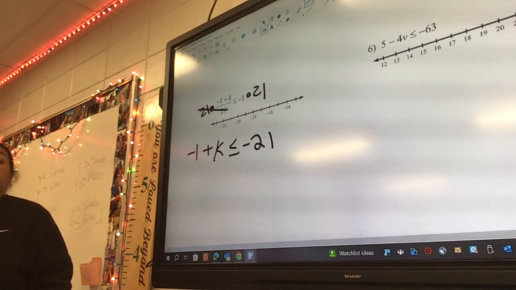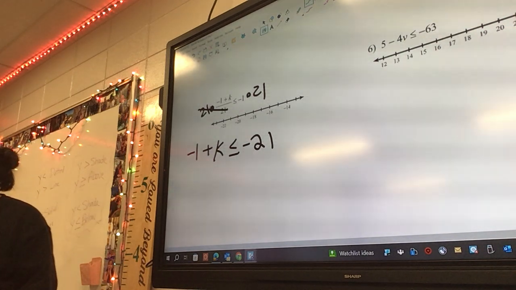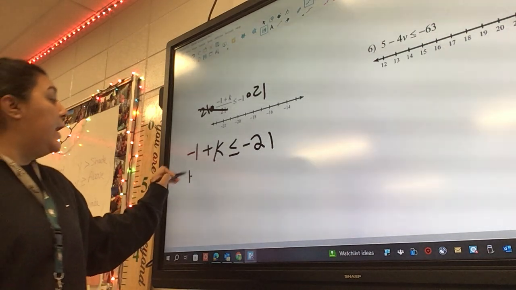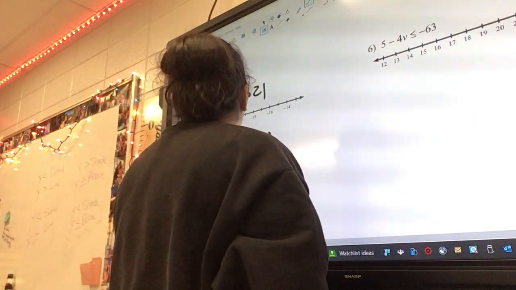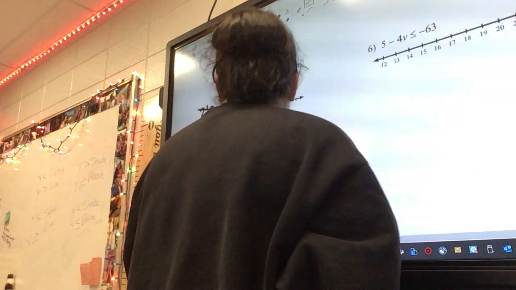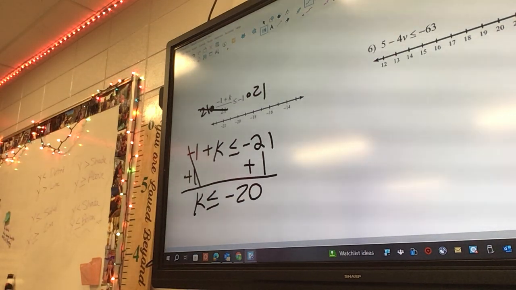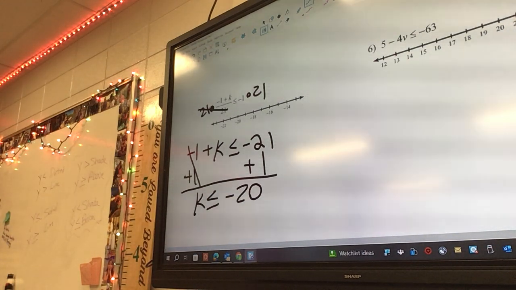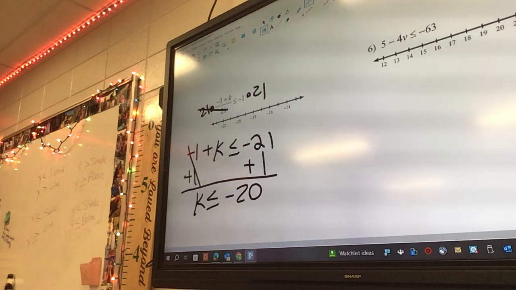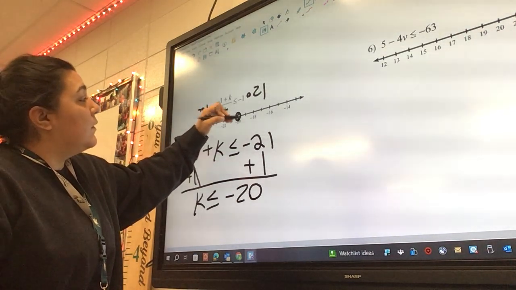Okay, and then what needs done? How do I break up that couple? You need to add those together. I gotta add 1 to both sides. So I got k and a negative 20. On the negative 20, is that open or closed? Closed, going which way? To the left.